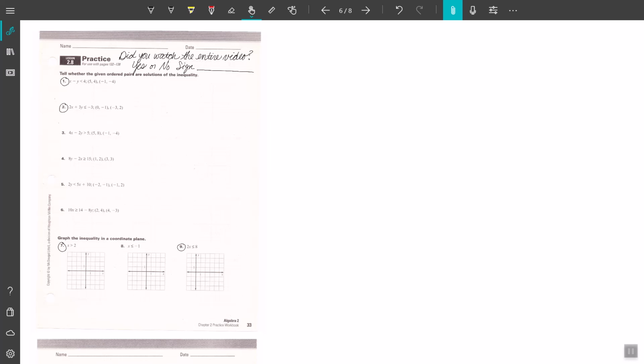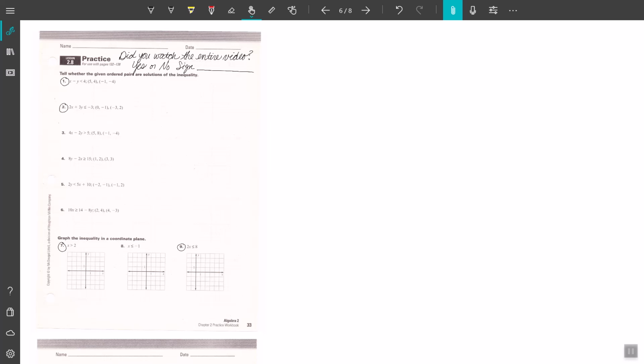So we're not going to just have a line. We're going to have a line, sometimes dotted, sometimes solid. Okay, this should be a review from Algebra 1. And then we're going to need to shade either under or over the line or to the right or the left, depending on the inequality.